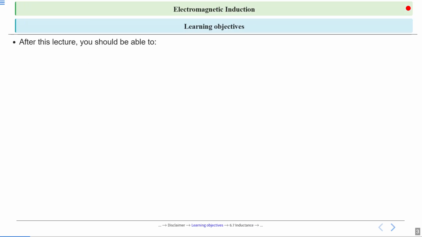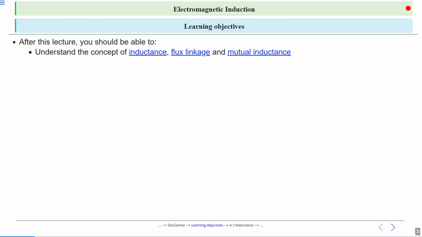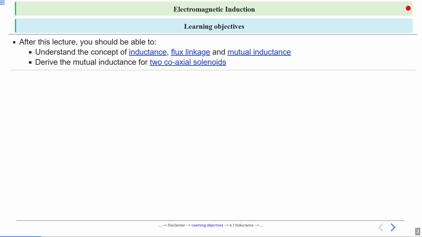Learning objectives. After this lecture you should be able to understand the concept of inductance, flux leakage, linkage and mutual inductance. Derive the mutual inductance for two coaxial solenoids.